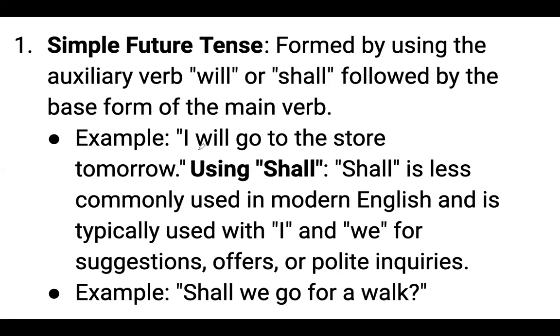So I pointed out that will or shall is followed by the base form of the main verb, and they are generally used in the simple future tense, right? That is the first point. Second, I gave you the example, I will go to the store tomorrow, right? Then I talked about using shall. Observe that shall is less commonly used in modern English than will. It means will is very common, whereas shall is less common. Understood?